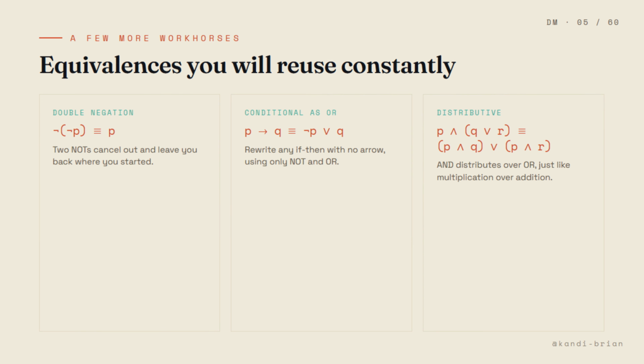De Morgan is the star, but a handful of other equivalences will earn their keep again and again. So let's meet them now. Double negation. Not not P is just P. Two negations cancel, exactly like in ordinary speech where not impossible means possible. Conditional as or, P arrow Q is equivalent to not P or Q, which was mentioned in the last video. This one lets you rewrite any if-then with no arrow at all. And the distributive law, P and the quantity Q or R equals P and Q, or P and R. It behaves just like multiplication distributing over addition in algebra. So keep those in your back pocket.